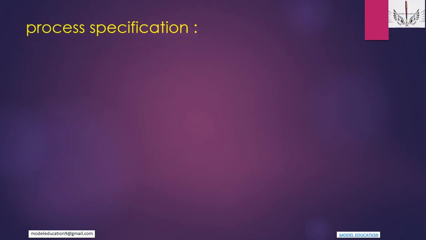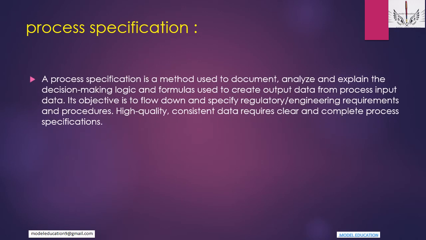Process specification. A process specification is a method used to document, analyze, and explain the decision-making logic and formulas used to create output data from process input data. Its objective is to flow down and specify regulatory engineering requirements and procedures.